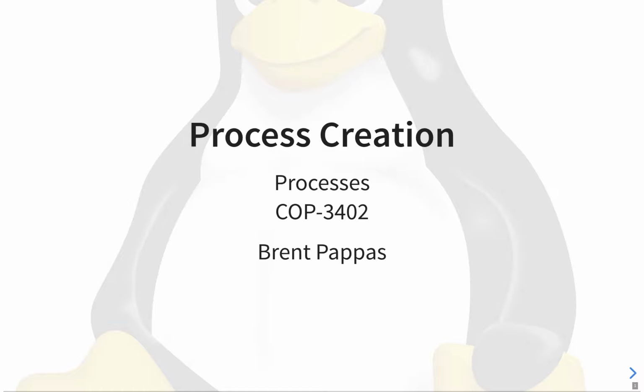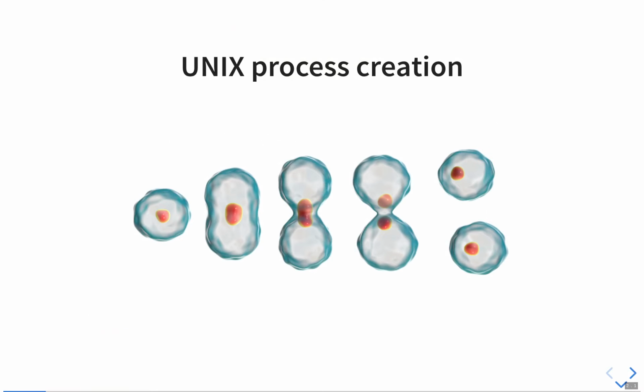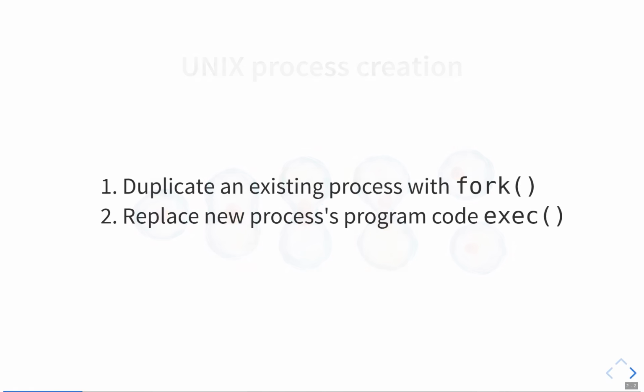Today we're going to be looking at how we can create processes from within our C code by using the fork and exec syscalls. As a recap, the way processes are created on Unix systems is sort of like cell mitosis, cell duplication. We use the syscall fork to duplicate an existing process. This creates a child process that is an exact copy of the parent at the point at which fork was called. And then we use the syscall exec to replace a process's instructions with that of a different program's.